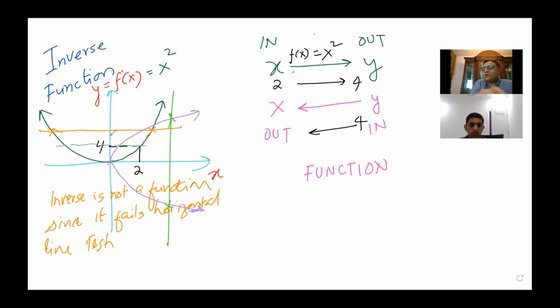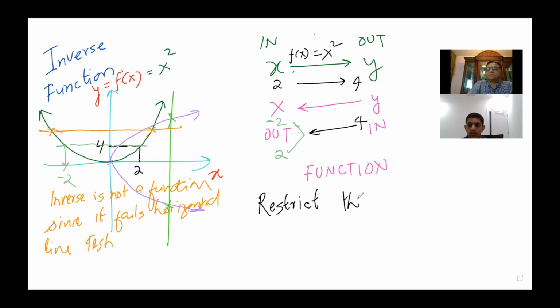Do you see? For 4 going backwards, I could hit on the left side and reach -2, or I could hit on the right side and reach 2. So if 4 is my input, then I could get either the output of -2 or of 2. I'm not sure about it, correct? There is an ambiguity, and therefore inverse is not a function. Now, how can we ensure that for y equals x squared, the inverse could be a function? Can you tell me one of the techniques? You can restrict the graph.